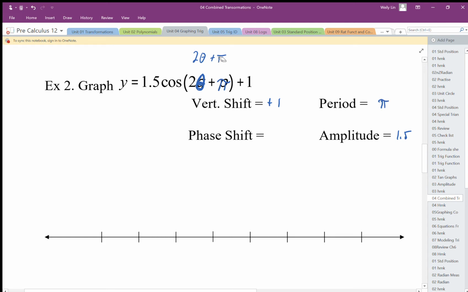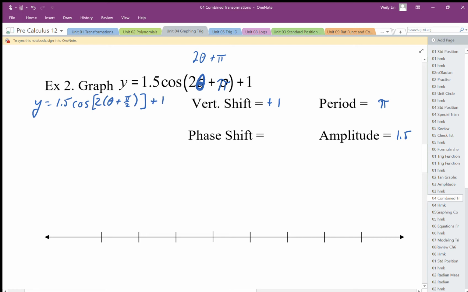The phase shift, we have to be careful though, because the way it's written here, it's going to shift to the left pi and then compress by 2. That's the order that the transformation would be done in. So we don't really want that order because it's hard to keep track of that starting point. So what we're going to do is put this into the factored form. So we're going to go 1.5 cosine, and we're going to factor that 2 out. When we factor the 2, the factored form means that we have compressed this first, then shifted it to the left pi over 2.